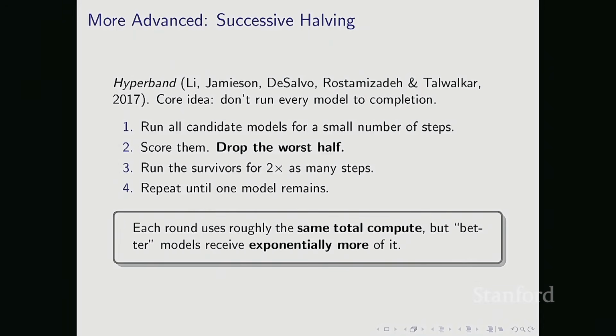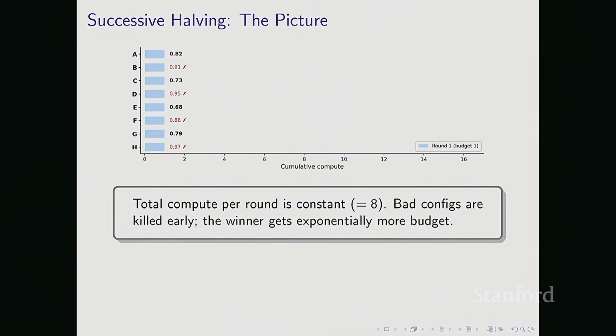Right, so let's see it in action. Each round is going to use roughly the same amount of total compute, but better models are going to receive exponentially more of it. Every round, better models are getting more and more data. Okay? So here's how it works. We run the first set. We have these different configurations, A through H. Here, we're basically picking the smallest scores. And so when we pick the smallest scores, A wins, C wins, E wins, G wins, in the sense that they are in the top half of models. Then we run them, but we run them for twice as long. So A is actually getting 3 times as much compute as B. So we're devoting more resources to the things that we think are promising.